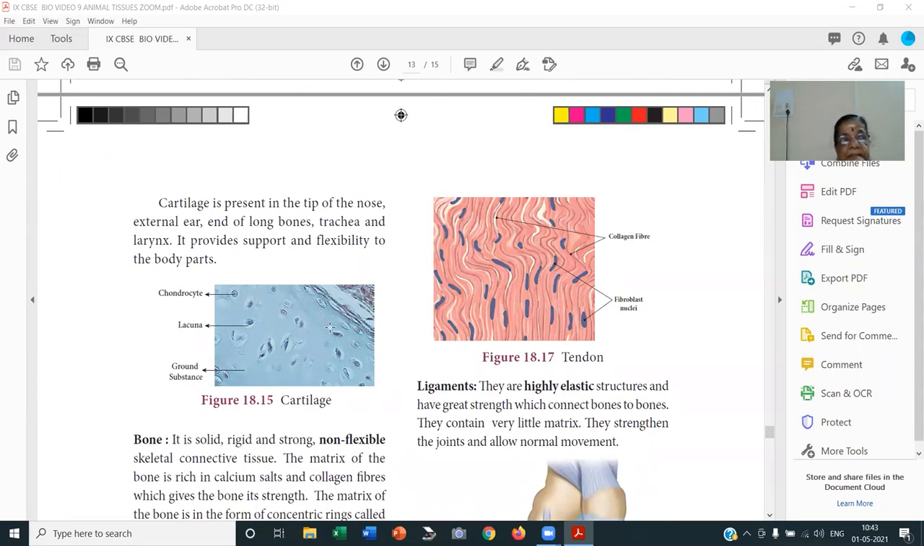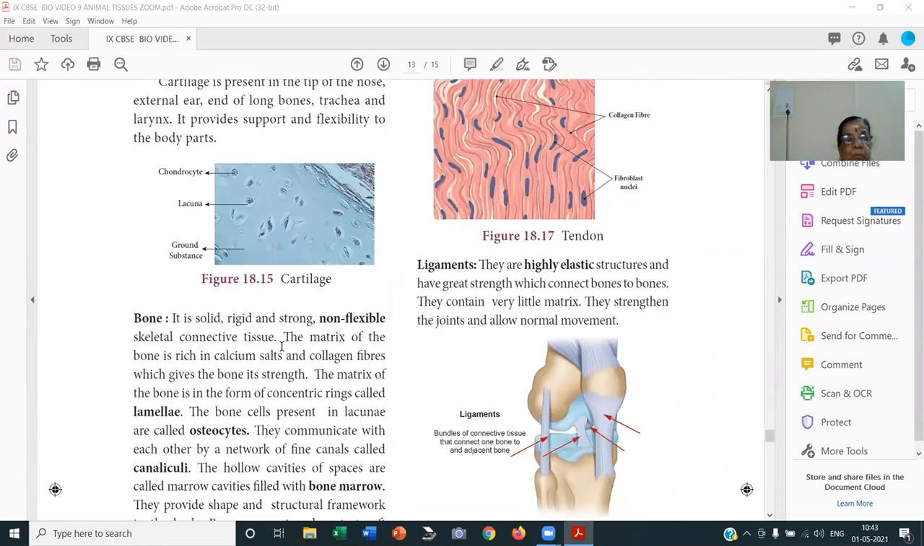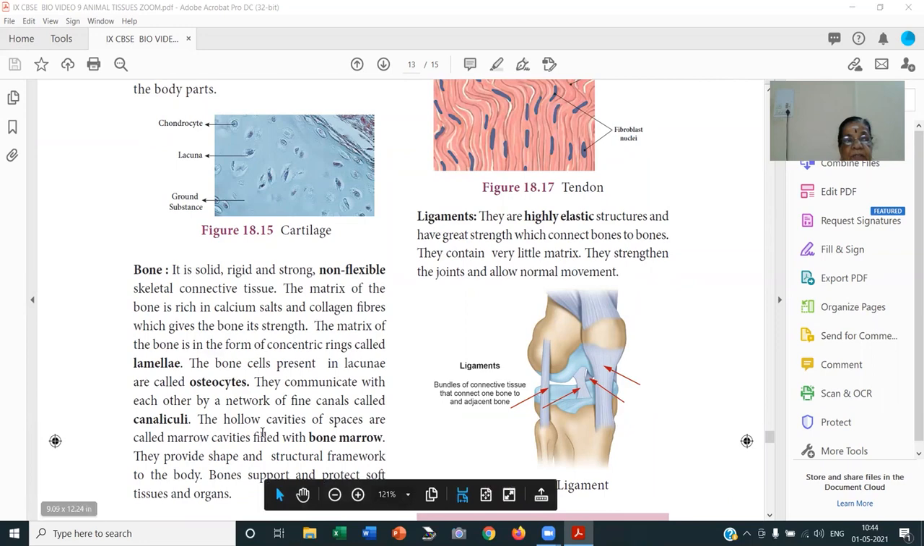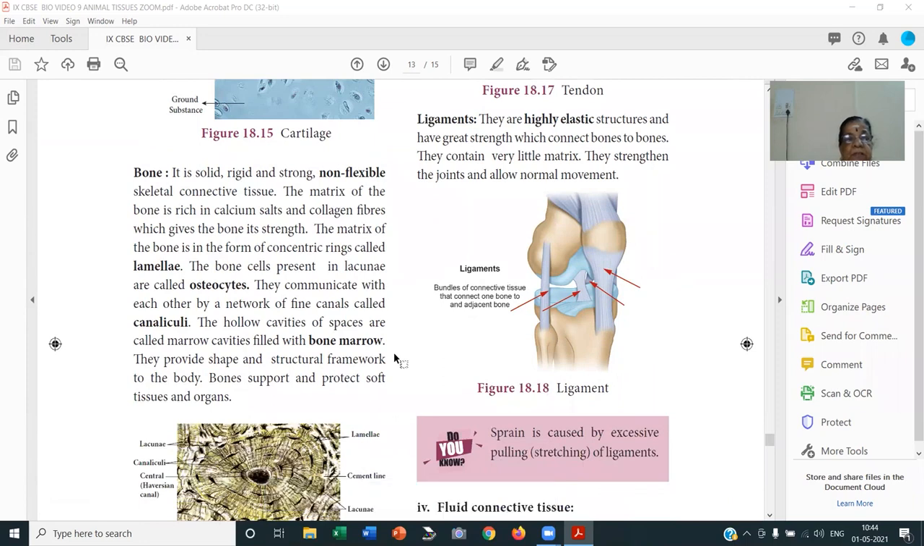Then, cartilage, see the diagram. First is the matrix, the ground substance. Then the dark ones are the lacunae where the chondrocyte is filled. Then bone: the hollow cavities or spaces are called marrow cavities, filled with the bone marrow. They provide shape and structural framework to the body.